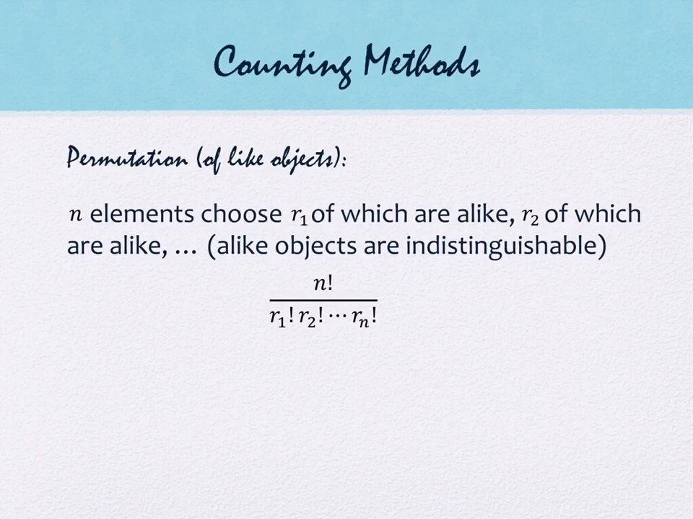So n elements, and we're choosing, R1 of which are alike, R2 of which are alike, and so on. Alike objects are indistinguishable. Then the number of ways this can happen is n factorial divided by R1 factorial times R2 factorial all the way down to Rn factorial.